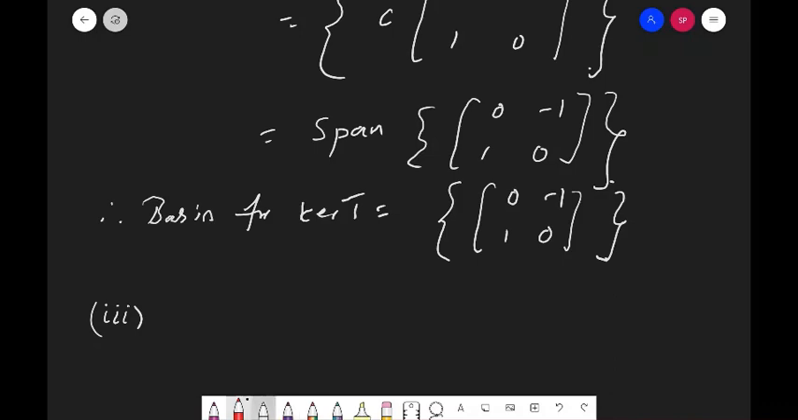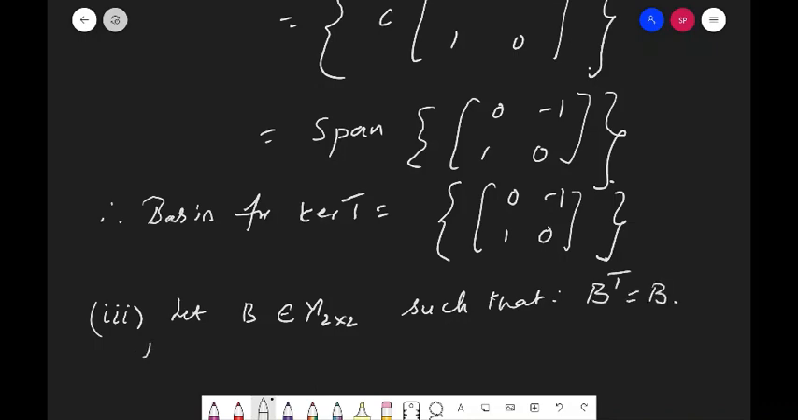Third one. We are given: let B belong to M2 by 2 such that B transpose is equal to B. Then find A in M2 by 2 again, because domain and codomain are the same, such that T of A is equal to B.